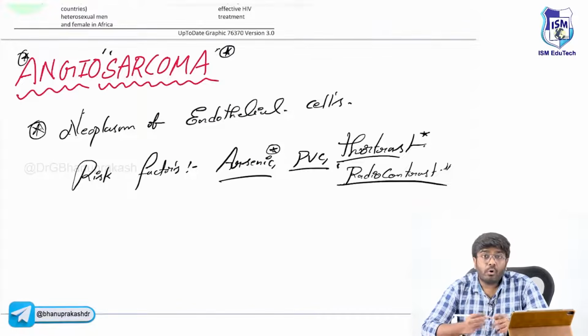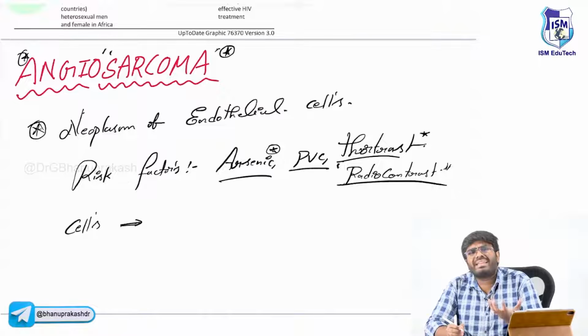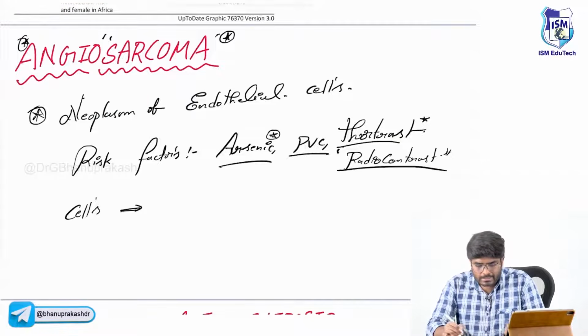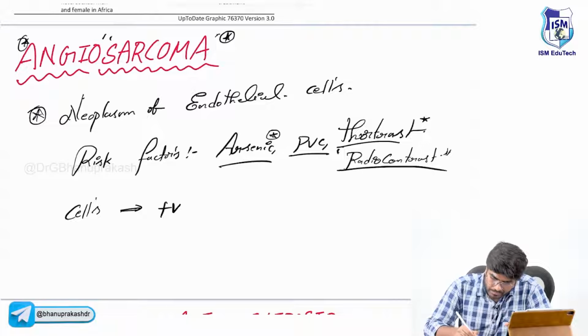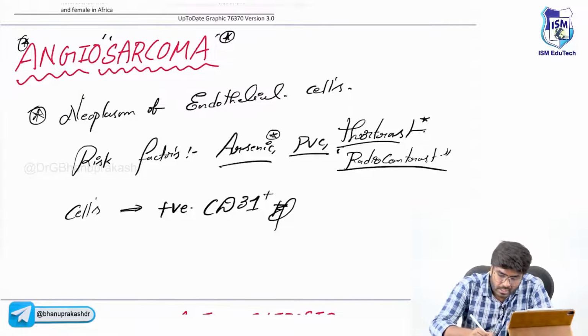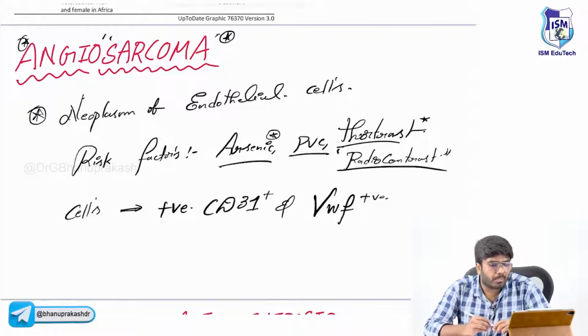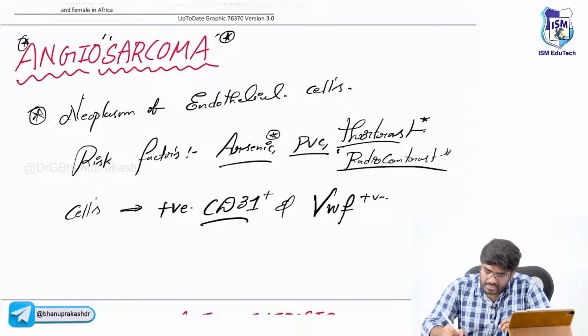Okay, so how to identify this? MCQ. These neoplastic cells, they are cancer of what? They are the cancer of endothelial cells, right? So these cells are positive for which CD marker do you know? These cells are positive for CD31. Along with that, the cells are also positive for von Willebrand factor on immunohistochemistry.